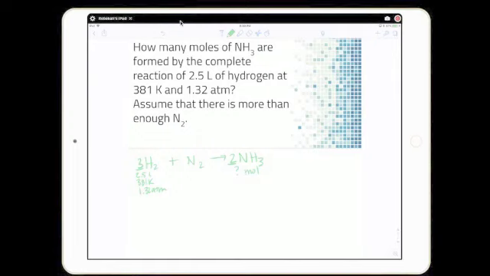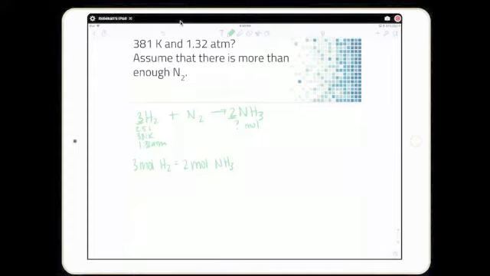Okay, so I need to find moles of hydrogen. Do you see why? Because how many moles of hydrogen, in a mole ratio here, equals some moles of ammonia. 3 moles of hydrogen is equal to 2 moles of ammonia. That's going to get me where I want to go. So I have to find moles of hydrogen.